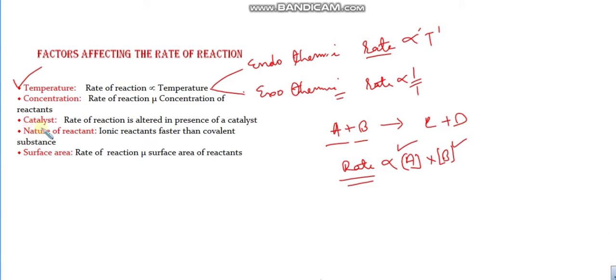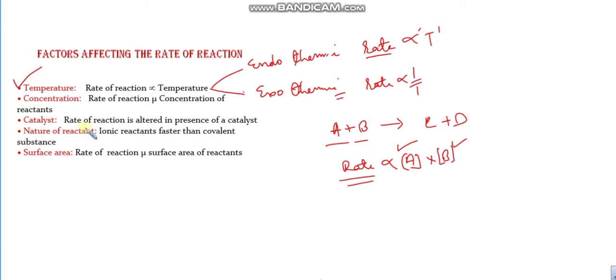And what is the effect of catalyst? So catalyst enhances the rate of reaction. Generally catalysts are used to alter the rate of reactions, but there are some catalysts known as negative catalysts, which are used to decrease the rate of reaction or to suppress the change, meaning a different kind of product is formed. So they are used to decrease the rate of reaction, but generally catalysts are used to enhance the rate of reactions.